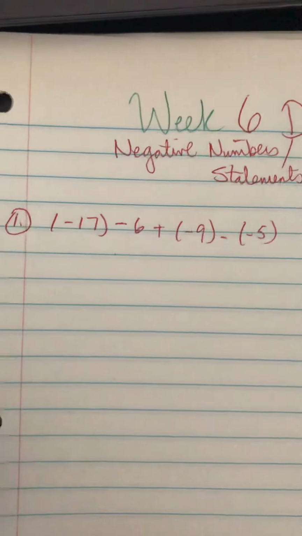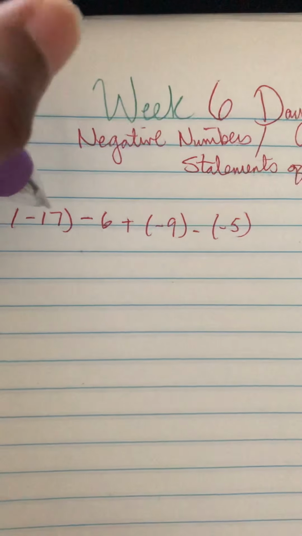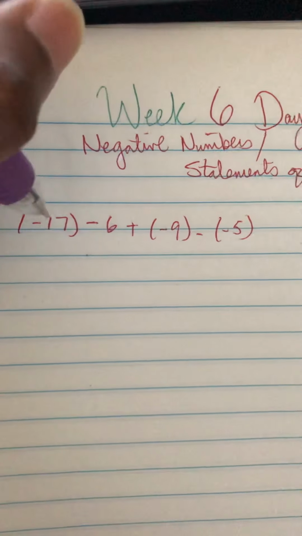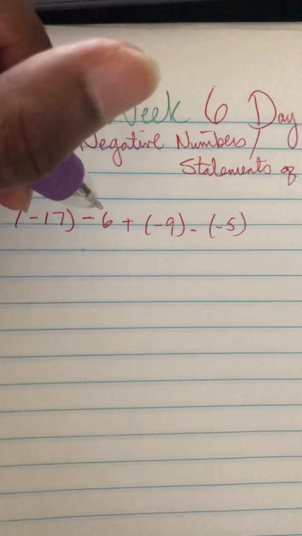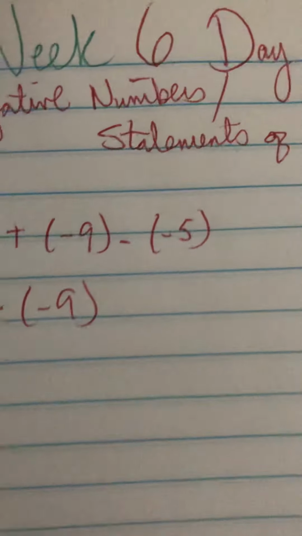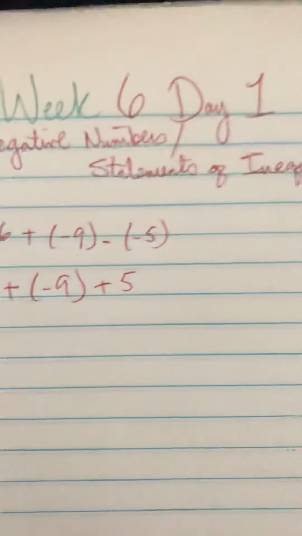All right, so we got that. Here we see that we have the same sign. Remember the rule when we have the same sign is we add and keep the sign, right? So this is like 17 plus 6, and that's going to give us 24. No, 17 and 6 is 23. So we're going to have negative 23 plus negative 9. And then right here, remember what we did the last time, this is the opposite of the opposite. So that's just going to be plus 5.